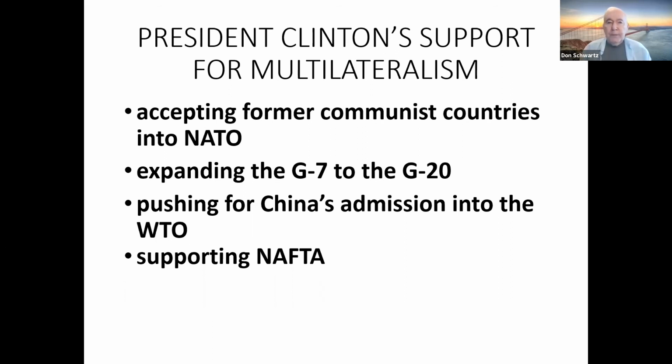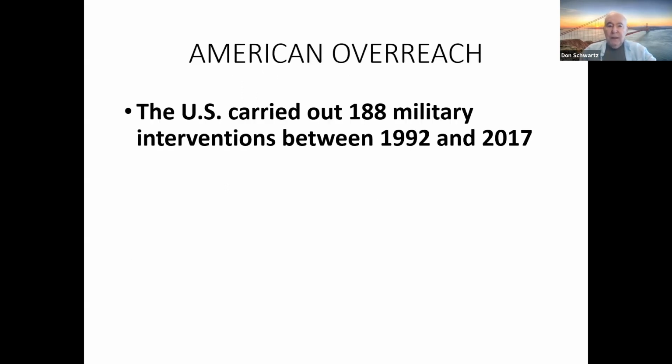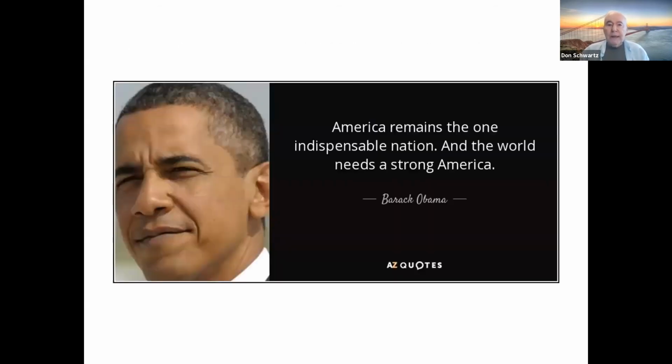Now, since the end of the Cold War, two contradictory trends in US foreign policy have emerged. On the one hand, the United States has been overreaching, trying to do too much. On the other hand, realizing this, the United States has tried to reduce foreign commitments. And so, between 1992 and 2017, the United States had carried out 188 military interventions. And that represents a fourfold increase when compared with the Cold War era. So this is what we mean by overreach, 188 military interventions. And the United States has been fighting unwinnable wars in the Middle East for 2 decades.